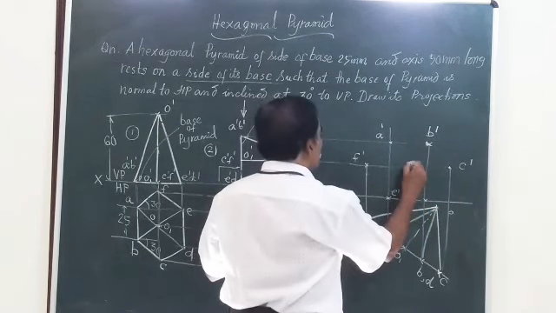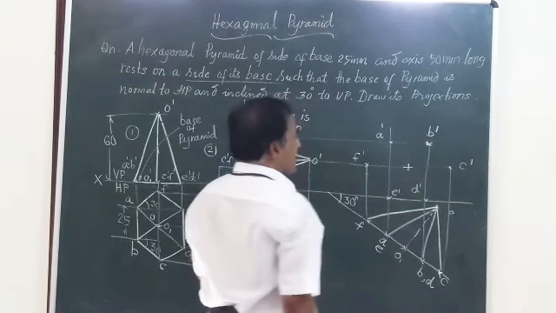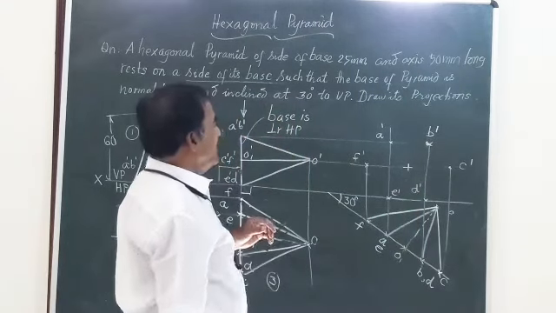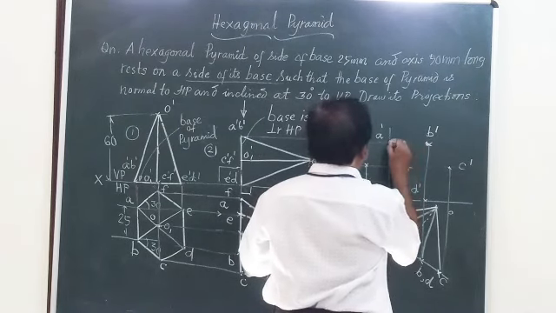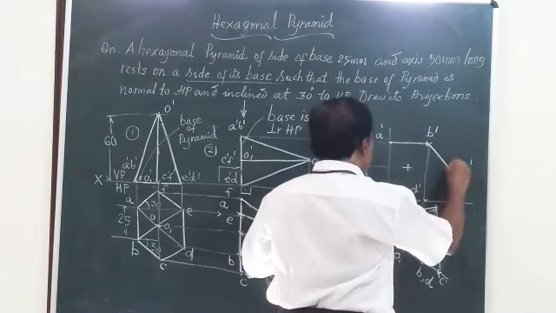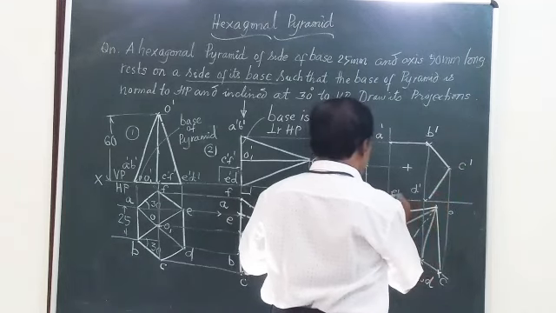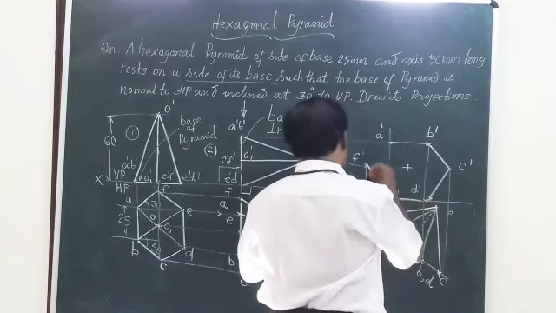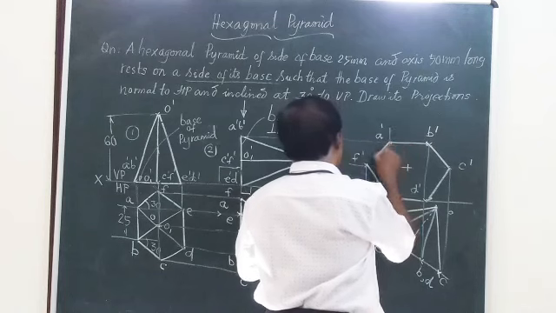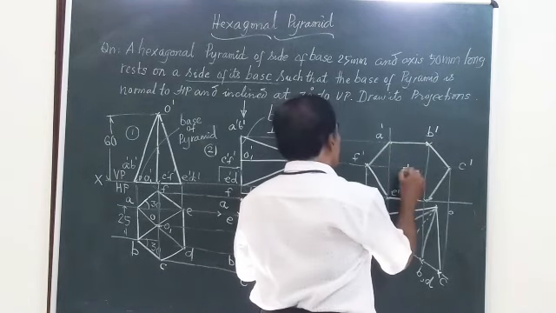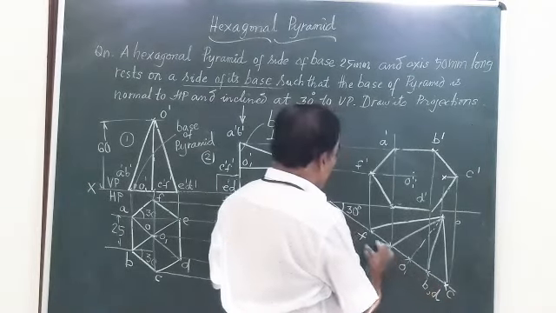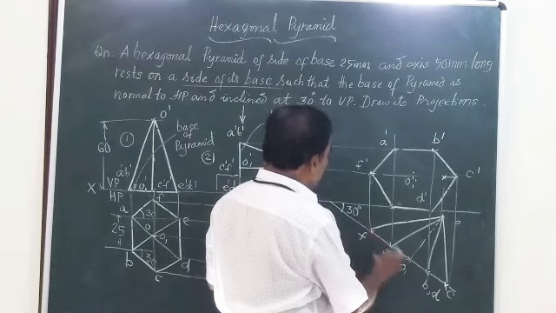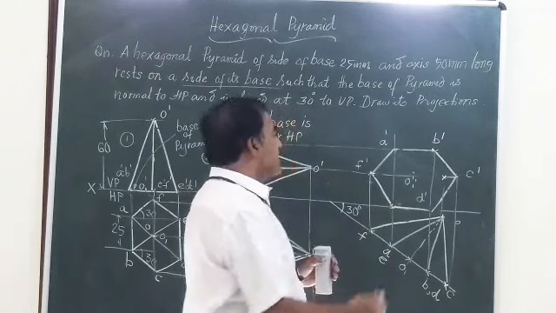The center of the base is this one. Now let's see how to join that finally. So the complete base is visible. I will join A to B, B to C, C to D, D to E, E to F, F to A, F dash to A dash. This is your O1 dash, the center of the base. Now, we have got the top view where it is drawn at an angle of 30 degrees, the base making an angle of 30 degrees, and I should get the front view.